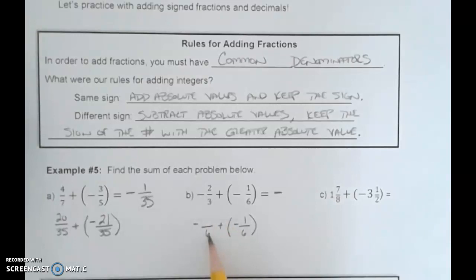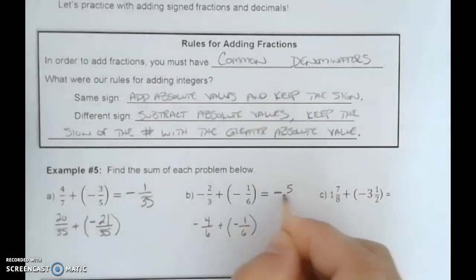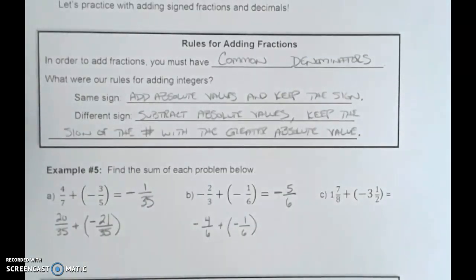Okay, 3 times 2 is 6, so 2 times 2 is 4. So we have negative 4/6 plus negative 1/6. I add them together, and that gives me negative 5/6.